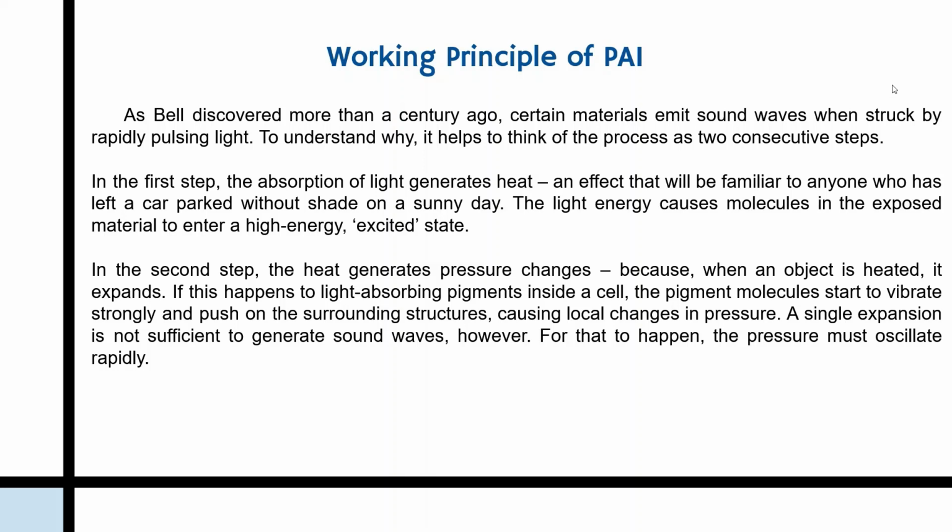In the first step, the absorption of light generates heat, an effect that will be familiar to anyone who has left a car parked without shade on a sunny day. The light energy causes molecules in the exposed materials to enter a high-energy excited state. This state is not stable. Within a trillionth or so of a second, the molecules revert to their former stable state by emitting heat energy. The same process happens when we shine laser light onto a cell. Certain molecules called chromophores or pigments absorb the light energy and then heat up.